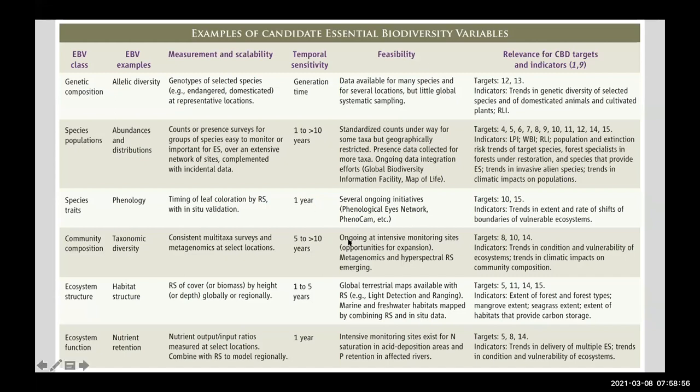Okay, again, this column of feasibility, I really want you to pay close attention to this. And I'm going to point out right away that at least two of these EBVs can be addressed globally, essentially immediately. Okay, ecosystem structure and ecosystem function can both be mapped. Not comprehensively, but mapped globally now. It doesn't give all of the things we'd want in that dimension, but it certainly gives a lot in each of those two dimensions. And then these other four dimensions, that's where things get complicated.